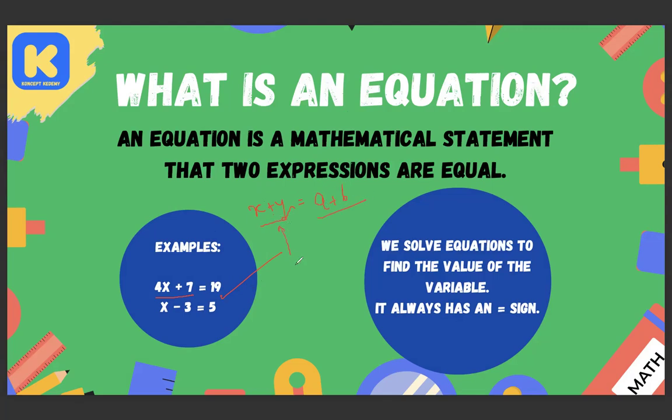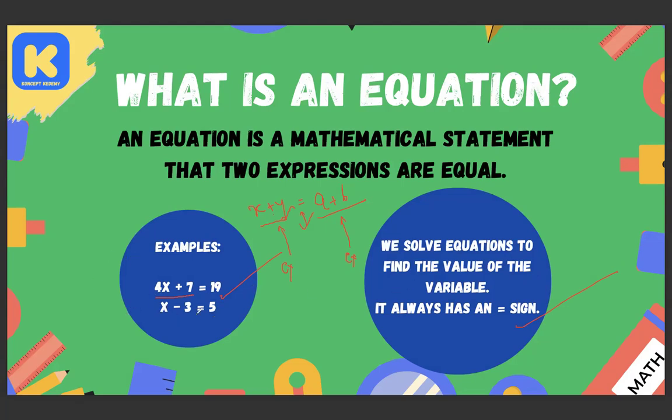Both sides we have used expressions. x plus y is an expression, and a plus b is also an expression. But you can see that in the middle there is an equal sign, so it means it's an equation. So now the basic difference between equation and expression: in expressions you will not get an equal sign, but in equations you will get the equal to sign. We solve an equation to find the value of the variable. It always has an equal sign. As I said, expressions we cannot solve, we are not going to get the value of any variable there. But in an equation, certainly we will get the value of the variable.